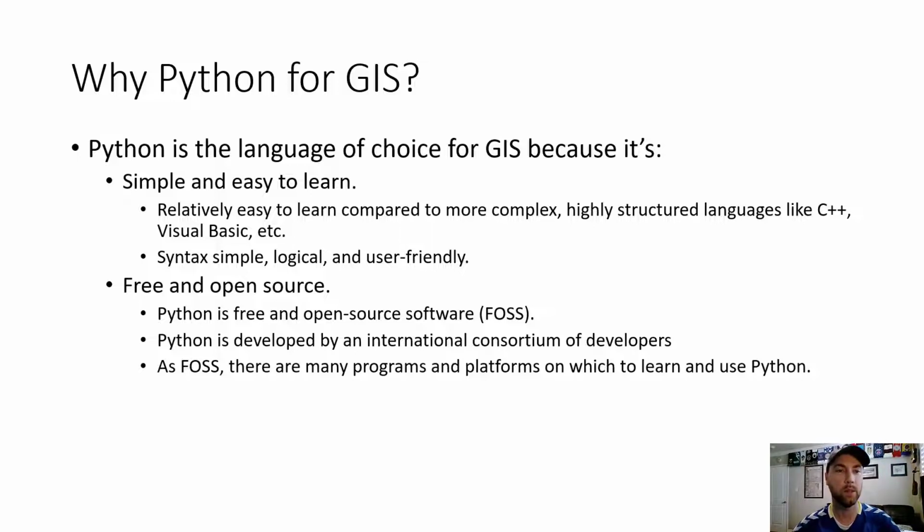Another benefit, a reason why Python is a language choice of GIS, is because it's free and open source. So Python is a free and open source software. It was developed by a handful of developers in the early 90s, and it's been taken on by an international consortium of developers since then. And there are yearly conferences, and there's just virtually limitless documentation on the internet of how to do this, that, and the other. So it's a highly supported open source language, and that means it's been taken up by many different platforms. As a free and open source software, there are many programs and platforms on which to learn and use Python.